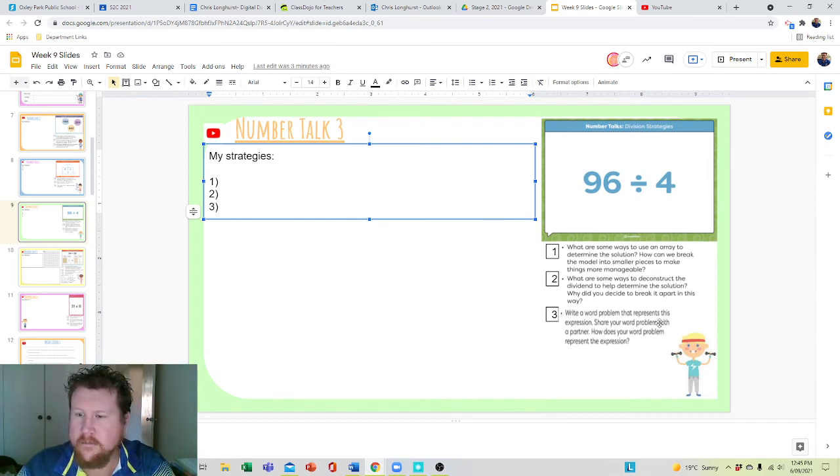Write a word problem that represents this expression. Share your word problem with a partner or a parent. How does your word problem represent the expression? So the expression is the question. It's another way of saying it. So you're going to write a word problem. There are 96 people in a crowd. Social distancing requires us to have 4 separate corners, to put everyone in each corner to separate them. How many will be in each corner?